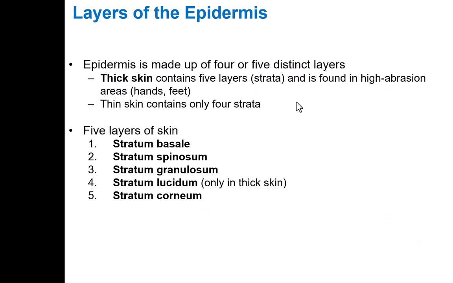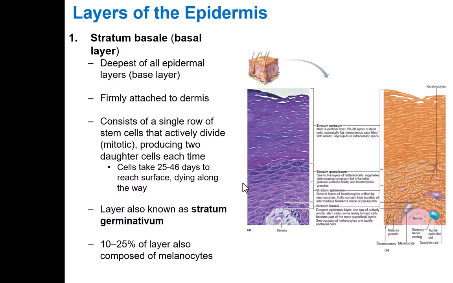There are different layers or strata of the epidermis. One of these is only in thick skin, and the images in the textbook don't show you what that looks like, but you can look elsewhere to find what that looks like. The very deepest layer down here at the base is called the stratum basale. It's the deepest layer, so it's going to be right above the underlying connective tissues of the dermis.